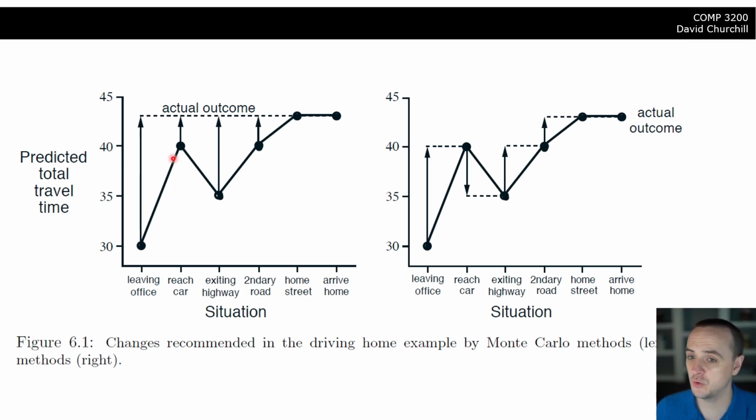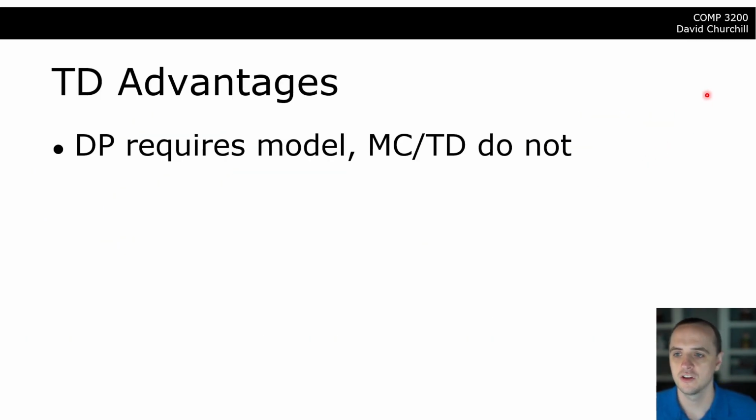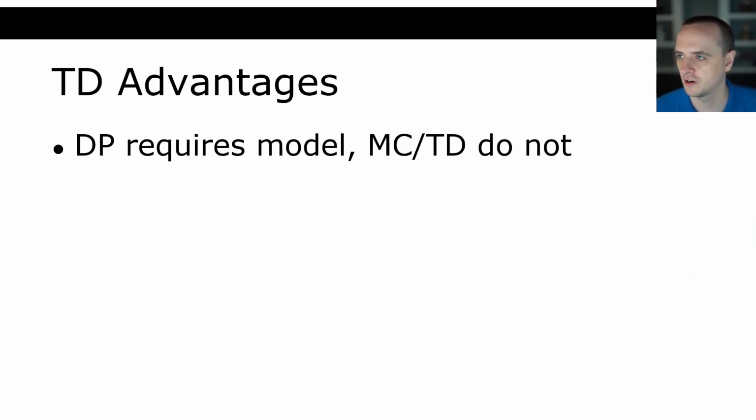Now, if we do enough episodes, these will converge to the same value over time, and we average them all out. However, this is the difference in how they actually do their updates. Okay, so the advantages over here are the advantages of temporal difference learning. So dynamic programming requires a model. Monte Carlo and temporal difference learning do not.